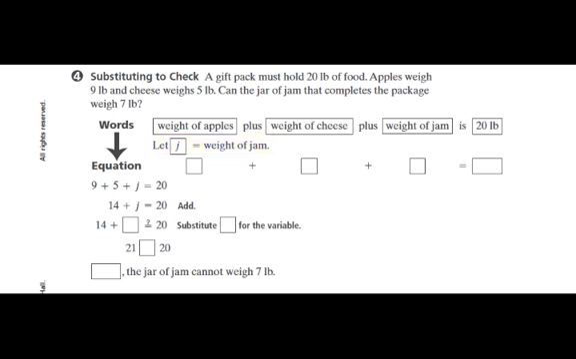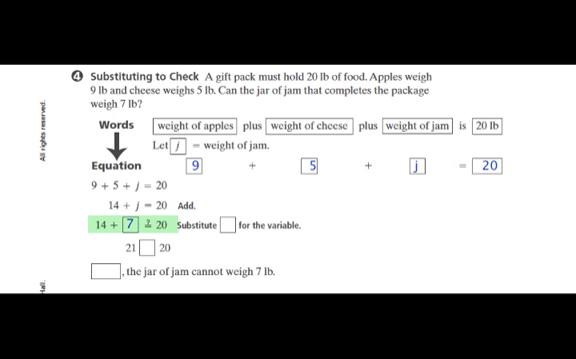The weight of the apples is 9 pounds. The weight of the cheese is 5 pounds. And again, we don't know the weight of the jam, and our total is 20 pounds. So we have 9 plus 5 plus J equals 20. 9 plus 5 is 14, so we have 14 plus J equals 20 for our equation. We're checking to see if the jam can weigh 7 pounds. So we substitute in 7 for J.